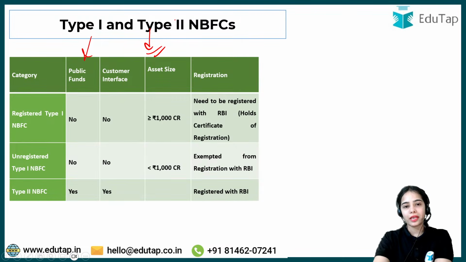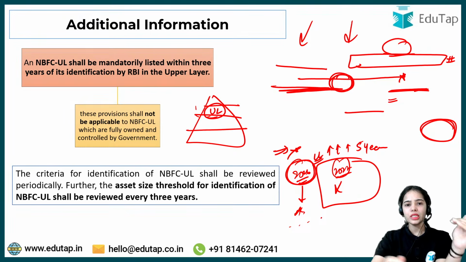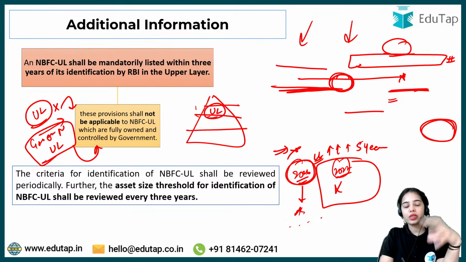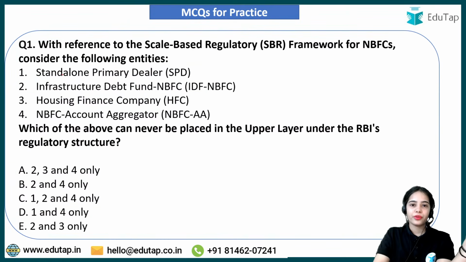Then there are also the type 1 and type 2 NBFCs that have been clarified. Now, what are type 1 NBFCs? What are type 2 NBFCs? Then there is also the clarification regarding government owned NBFCs: they can be in the upper layer, but they do not have this mandatory listing criteria. Okay. Now try to answer the questions.